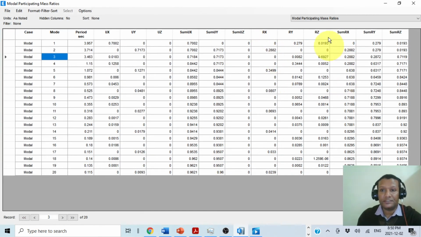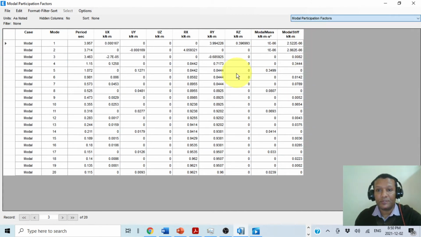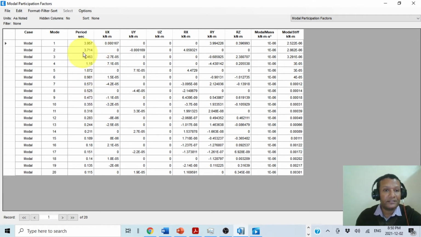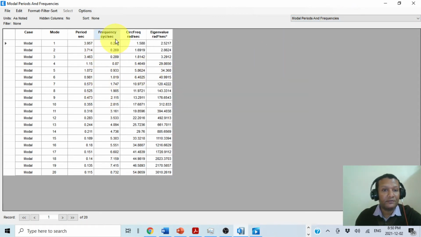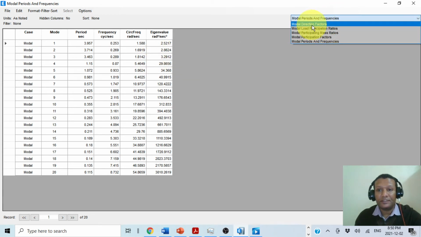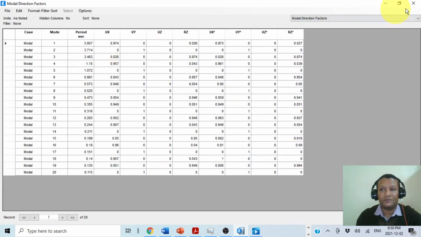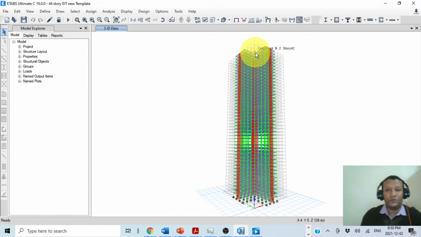Though we can see all other reports, participation factor, the period also. You see the first mode 3.95 seconds, in the Y 3.7 seconds, in the Z 3.4 seconds, and we can see also this one now in the animation. All this, frequency, everything we can see here. So we can check this also by animation.